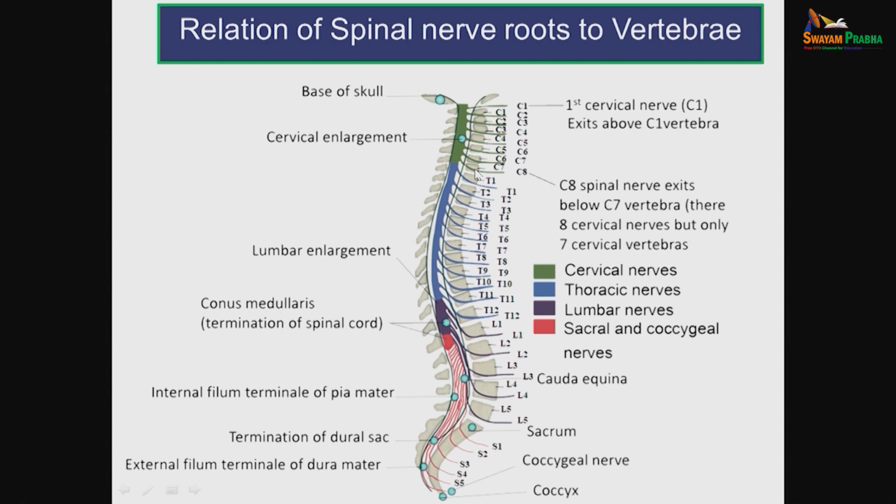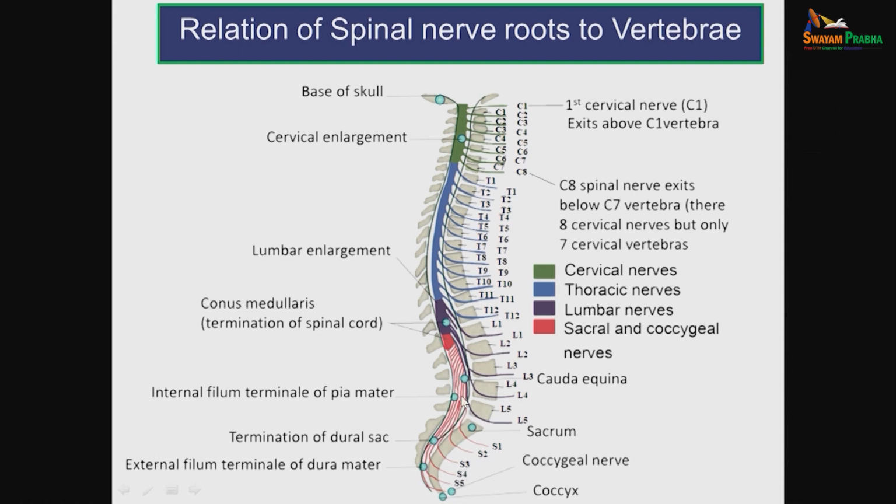This is because there are 8 pairs of cervical nerves, but only 7 cervical vertebrae. Below this level, all the spinal nerves emerge below the pedicle of the corresponding vertebra and come out through the intervertebral foramina. The lower 4 pairs of lumbar nerves, 5 pairs of sacral nerves and 1 pair of coccygeal nerve take a vertical course, going around the filum terminale to reach their corresponding intervertebral foramina.